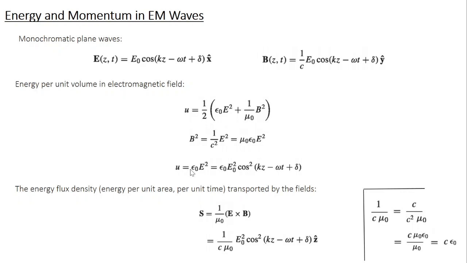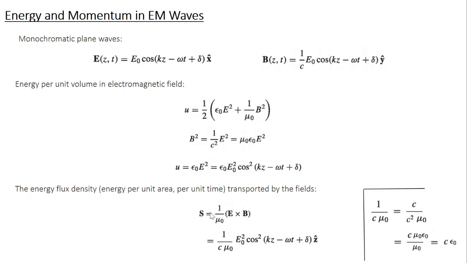epsilon naught E square. Now you can expand the electric field E in terms of the cosine function. The energy density becomes u equals epsilon naught E naught square cos square (kz minus omega t plus delta). If you notice, the contribution of the electric field and the contribution of the magnetic field are both equal towards the energy density. Both contribute half epsilon naught E square.